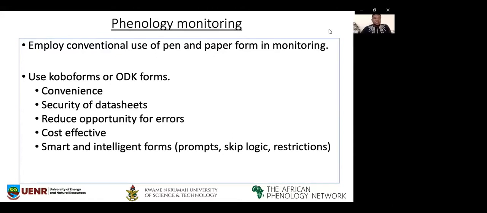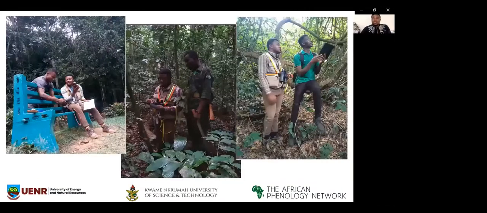And we also realized that this was not only cost effective, but also convenient. It guaranteed the security of data sheets, reduced opportunity for errors, and the forms could also be designed to be smart, intelligent, and interactive using prompts, skip logic, and also including some restrictions.